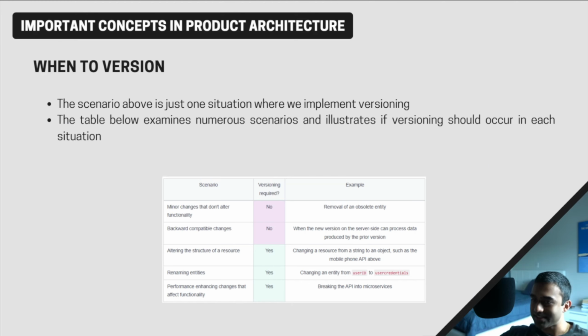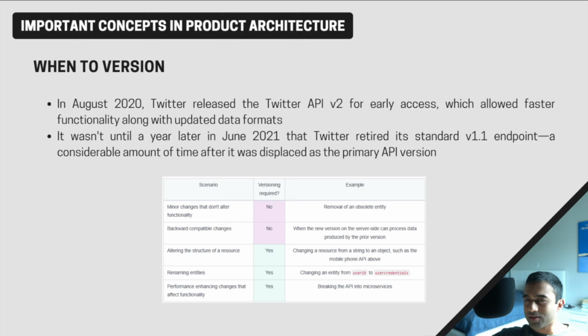And renaming entities, so if you're changing an entity from user ID to user credentials, then yes, you need a new version. And performance enhancing changes that affect functionality, like breaking the API into microservices, then yes, you need a new version for that, right? So in August 2020, Twitter released the Twitter API v2 for early access, which allowed faster functionality along with updated data formats. It wasn't until a year later, in June 2021, that Twitter retired its standard version 1.1 endpoint, a considerable amount of time after it was displaced as a primary API version.